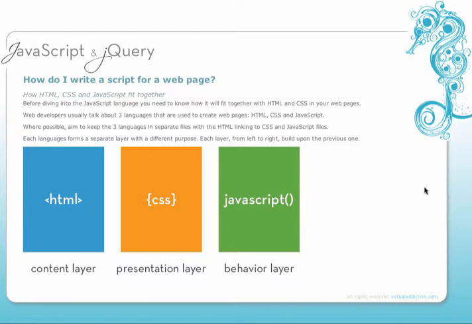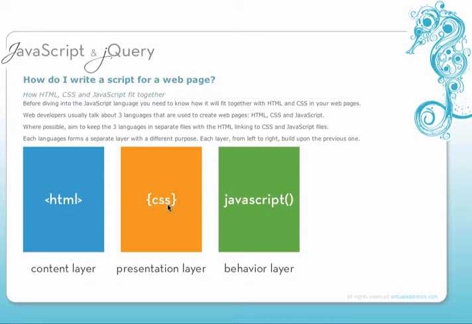Whenever possible, try to keep the three languages in separate files, with the HTML file linking out to the CSS and JavaScript files. Each language forms a separate layer with a different purpose. So each layer, from left to right, builds upon the previous one. We start off with the HTML, which is the content of the page. The HTML gives the page structure and adds semantics.